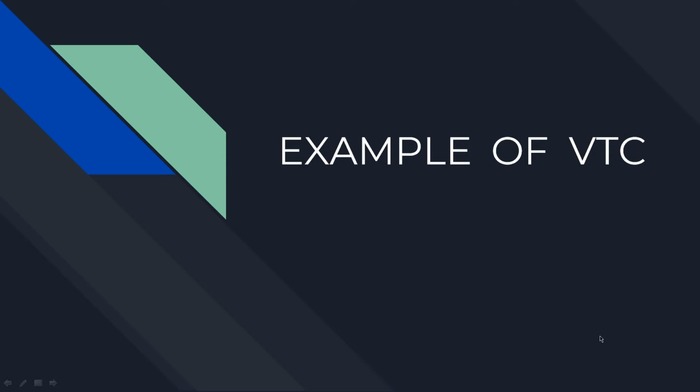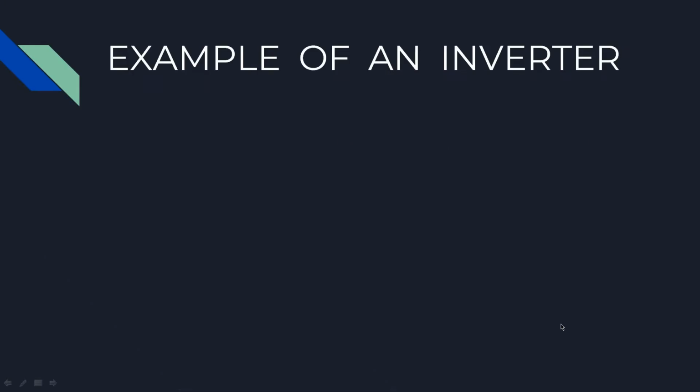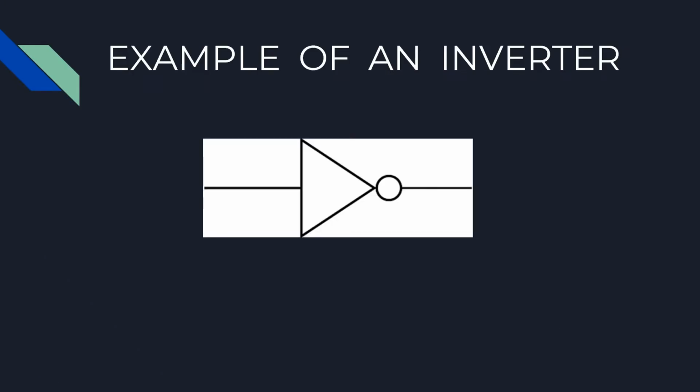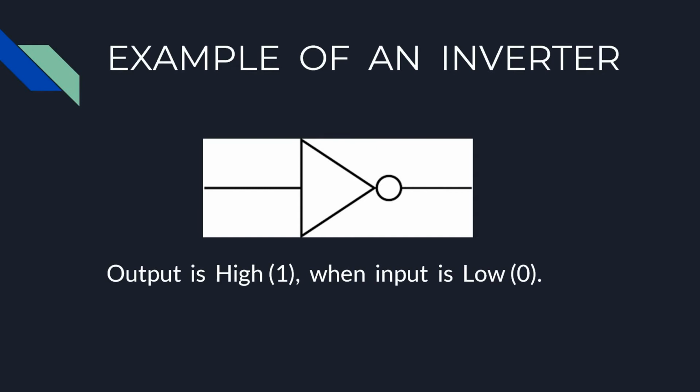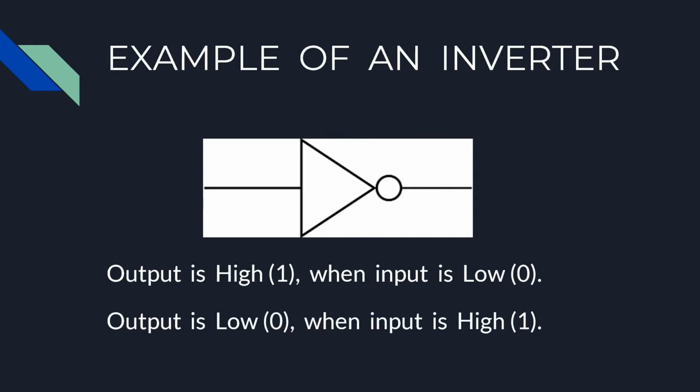Hello guys, in this video we'll be learning about an example of VTC curve and finding all its nominal voltages. First, let us take an example of an inverter. This is the symbol of inverter. This device produces a high output when the input is low and produces a low output when the input is high.